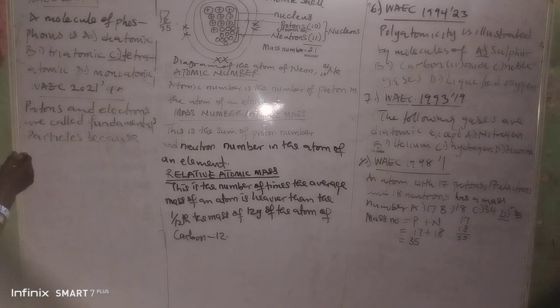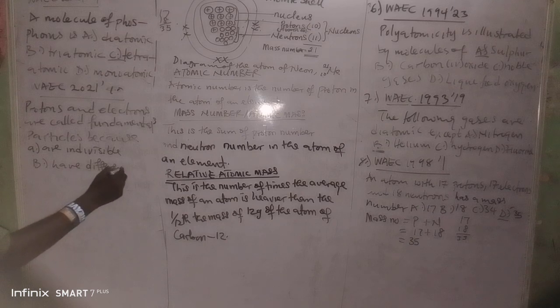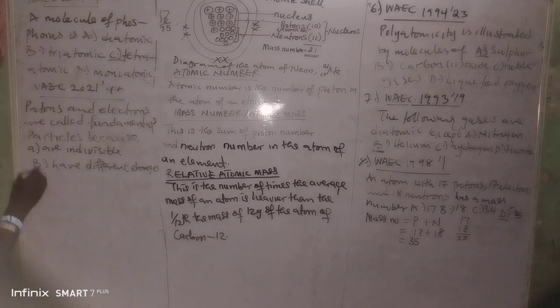Now, option A, they are indivisible. Option B, they have different charges. Option C, they are the lightest particles.